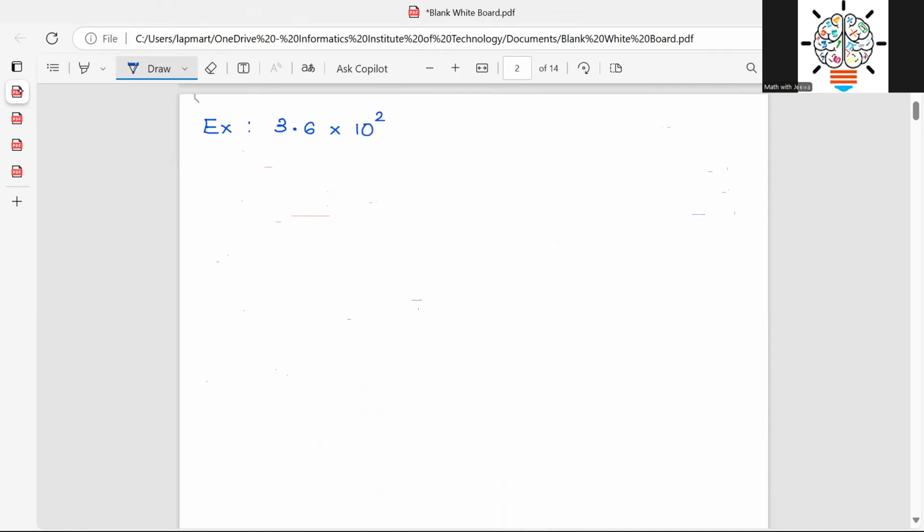Can you have something like this? So what does this mean, children? 10 to the power 2? 10 multiplied by 10. The answer is 100. Okay. Then you put the equation mark here.